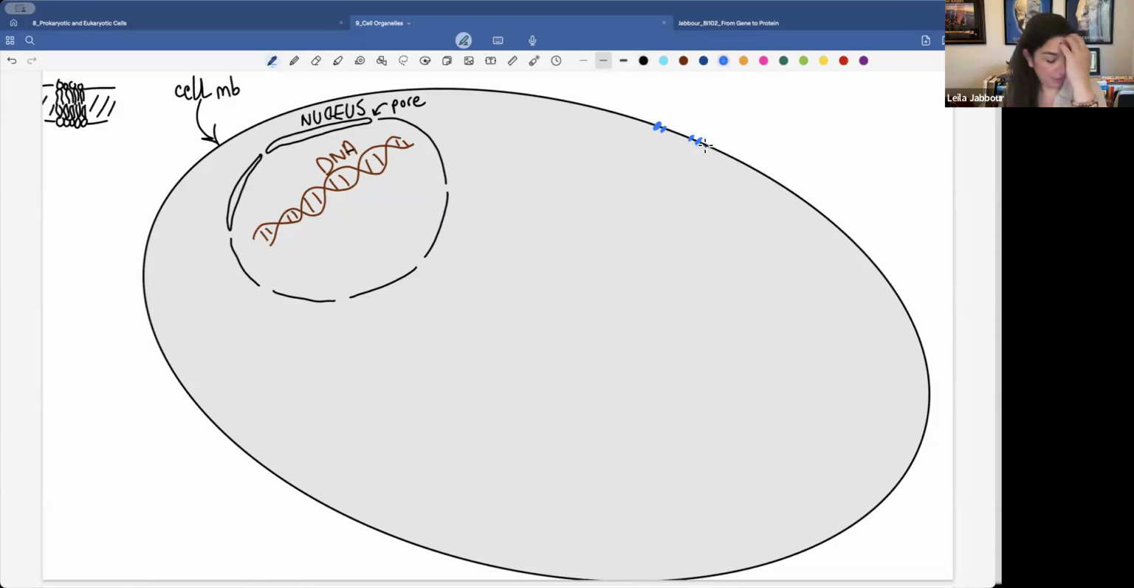Let's say the cells lining the kidneys, all of a sudden we need more water retention because blood pressure dropped. And one way of re-increasing blood pressure is to bring water out of the urine back into the blood. So kidney cells are going to want to increase the number of what we call aquaporins on the surface of the cell membrane.